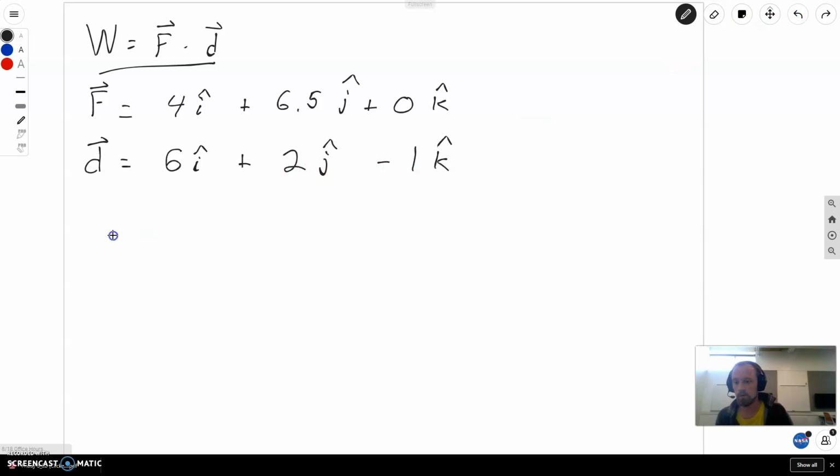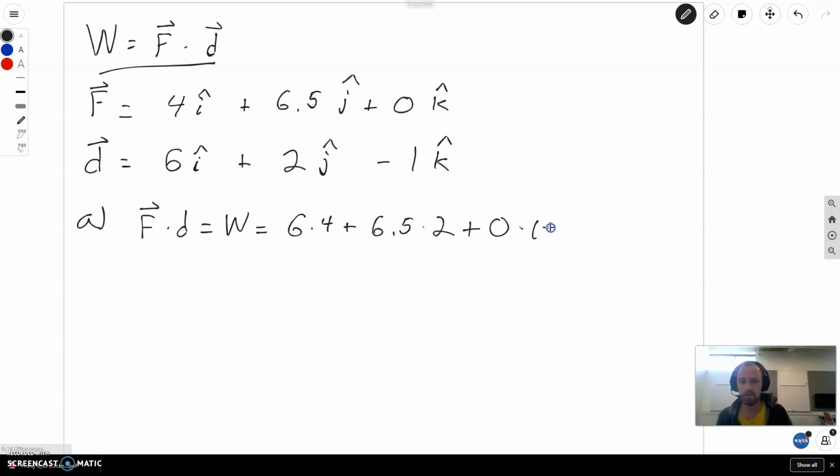Okay, so we just evaluate the dot product. F dot D equals W equals 6 times 4 plus 6.5 times 2 plus 0 times -1. That's going to be 24 plus 13, which is 37. And you don't need to know this, but the units of this would be joules. So we're just taking a dot product.